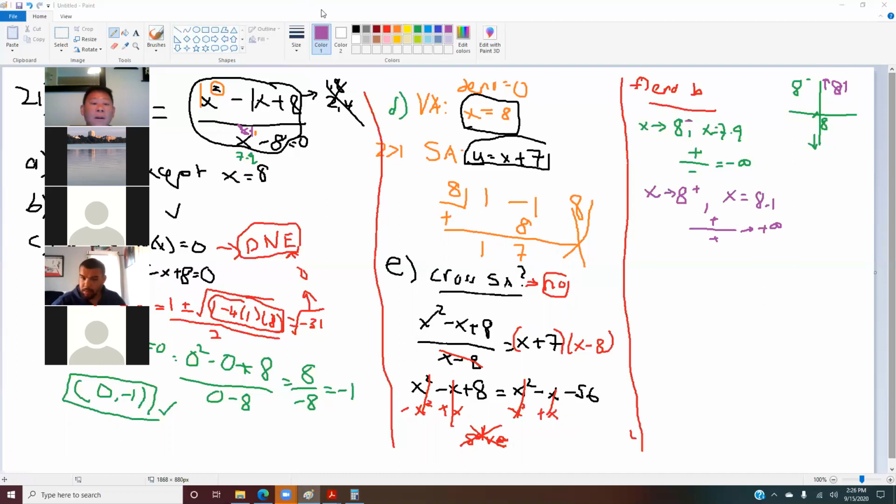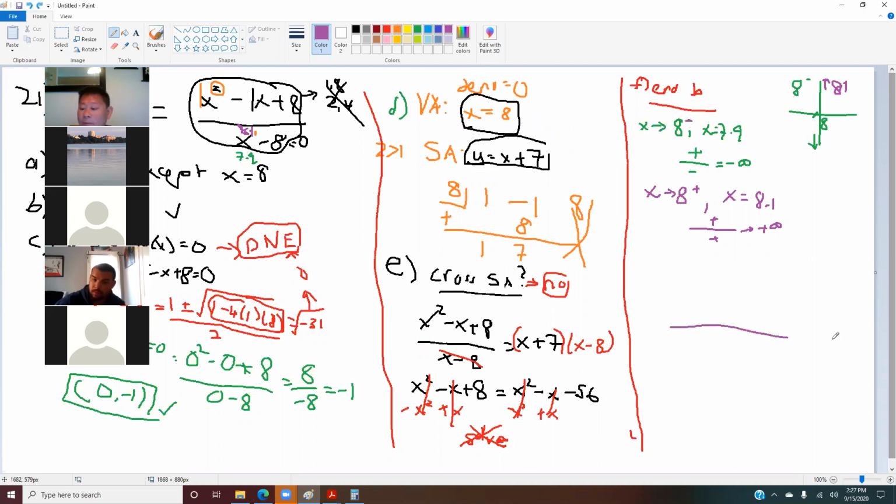The end behavior. Now, the good news is this one, you only have one vertical asymptote. Sometimes you've got like 2 vertical asymptotes, right? If you have 2 vertical asymptotes, then you have to do this 4 times. One for 8 minus, one for 8 plus, and then one for 3 minus, and one for 3 plus. So if you have 2 vertical asymptotes, you're going to do the end behavior 4 times, 1 minus, 1 plus on both of them. But this one we only have 1.